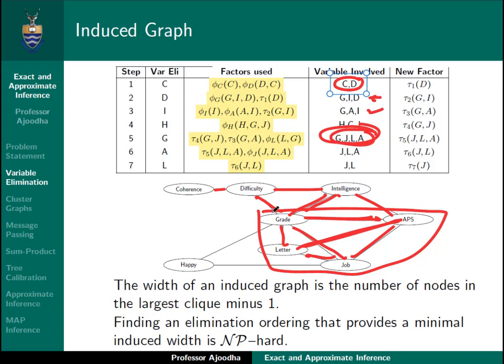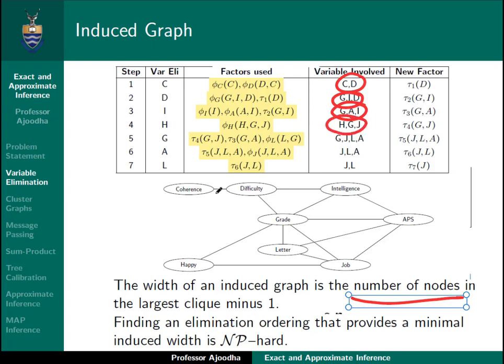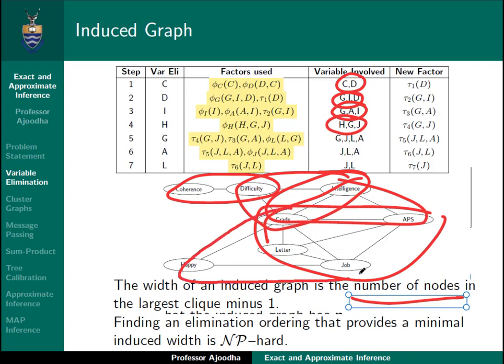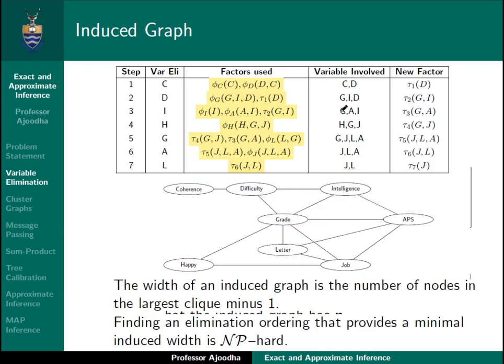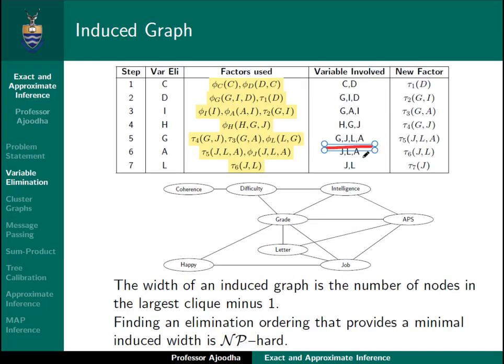And the induced width, the width of an induced graph, is simply the number of nodes in the largest clique. These are called cliques. So this is a clique, this is a clique, and so on. You look at the variables involved and you can find all of the cliques. Then you take the maximal clique, subtract 1, and that gives you the width of the induced graph.